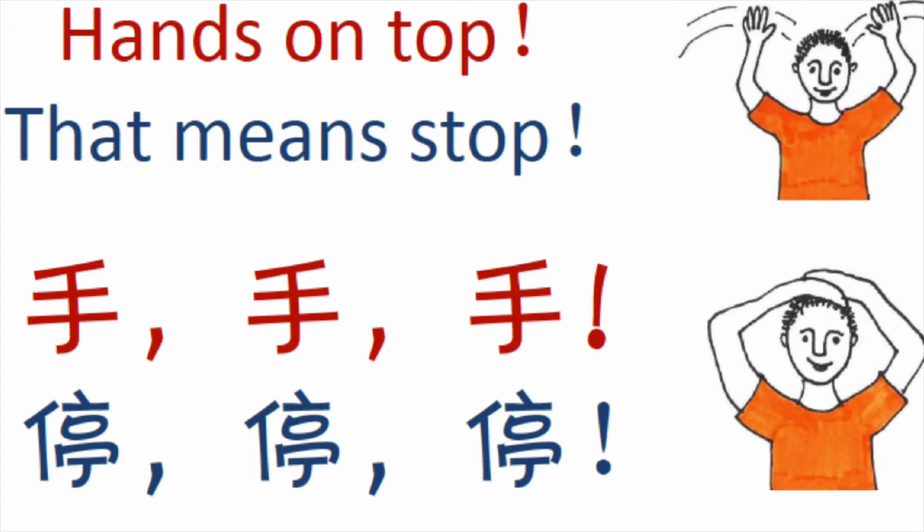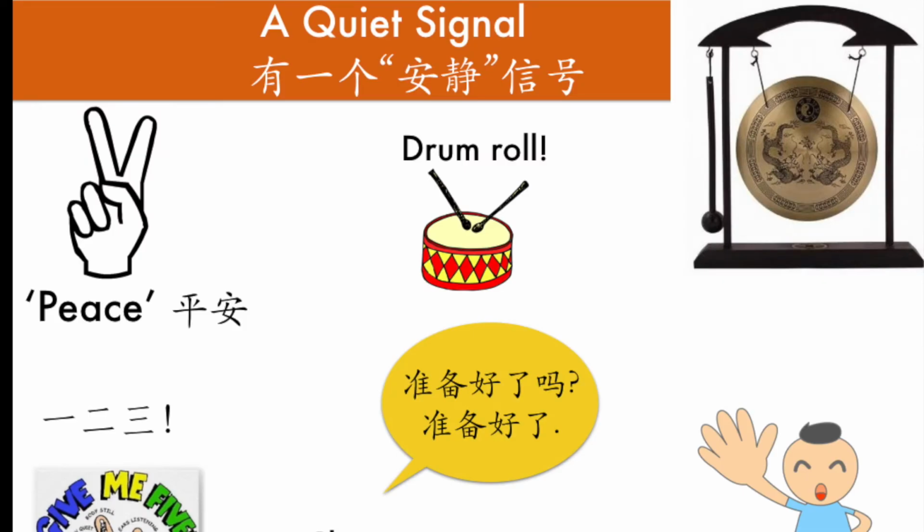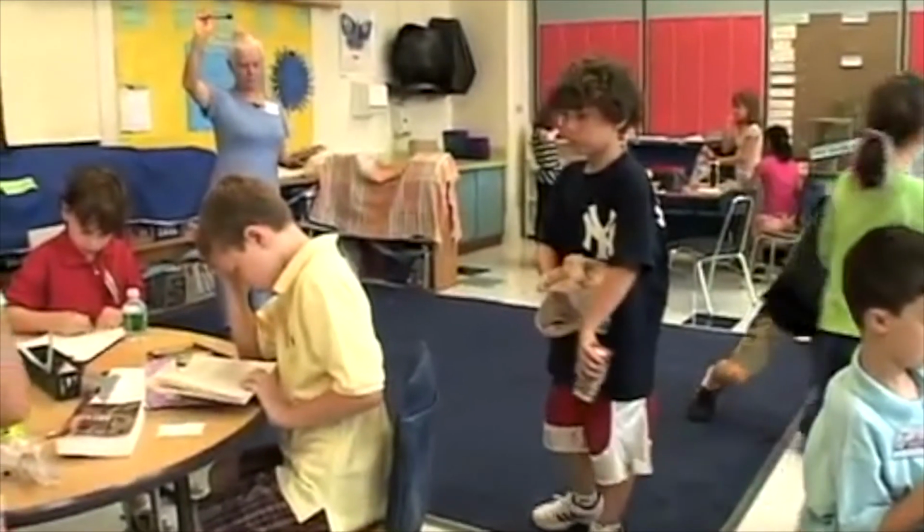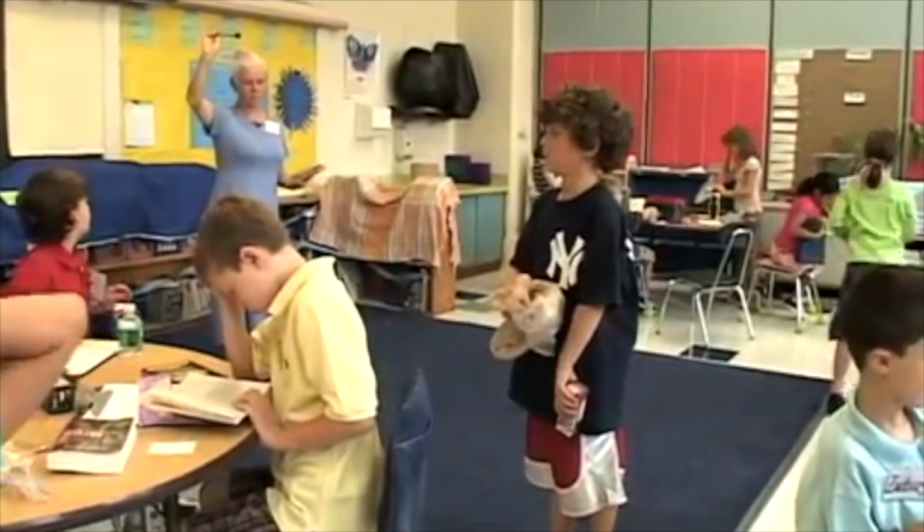So I encourage teachers to have a quiet signal. The quiet signal can be anything that students are able to hear or see and requires instant quiet. Some teachers use clapping, the peace sign, a gong, hands up, counting. Let's take a look at practicing the quiet signal in a classroom.